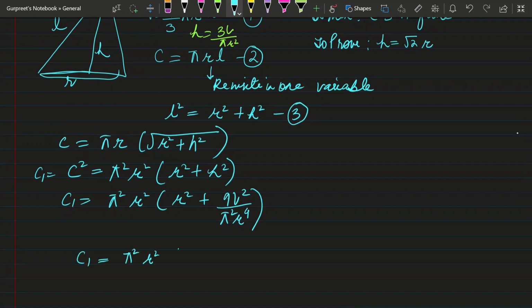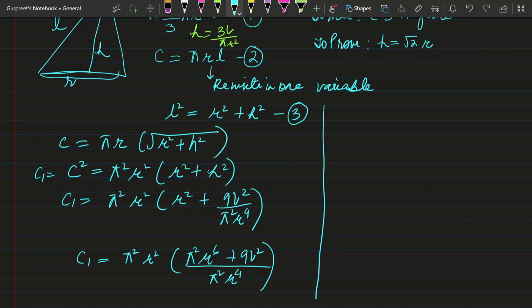So I'm taking the LCM over here. My LCM is pi square R raised to the power 4. I'll get pi square R raised to the power 6 plus 9V square. Right? Pi square and pi square will get cancelled. R square will cancel this, and you're left with R square now. Rewriting the function, C1 is equal to pi square times R raised to the power 4 plus 9V square, divided by R square.